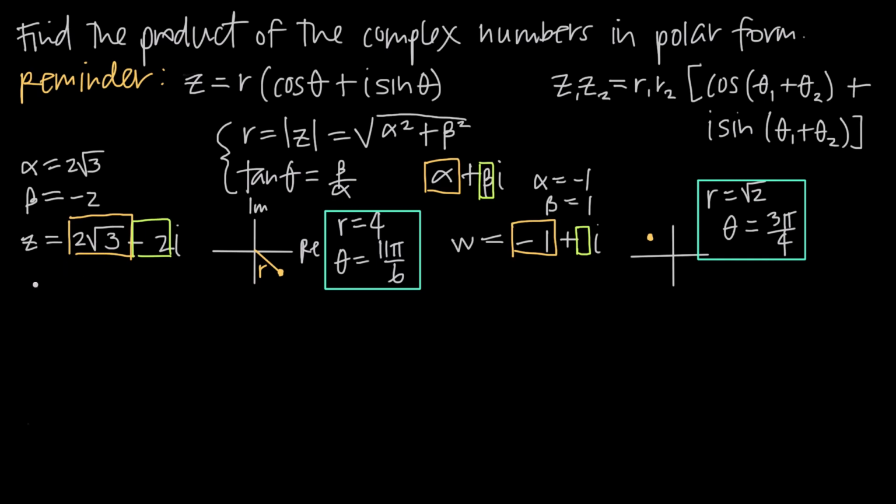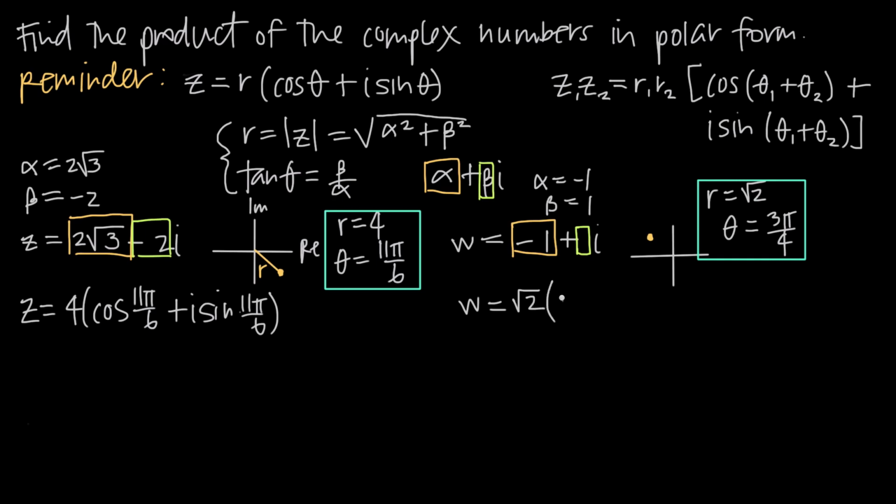So in this case, for this first example, I'm going to say z is equal to r, which we know to be 4, times cosine of theta, so cosine of 11 pi over 6, plus i sine of 11 pi over 6. That's going to be this complex number in polar form. This second complex number in polar form will be w is equal to r, or square root 2, times cosine of 3 pi over 4, plus i sine of 3 pi over 4. So now we have both complex numbers in polar form.